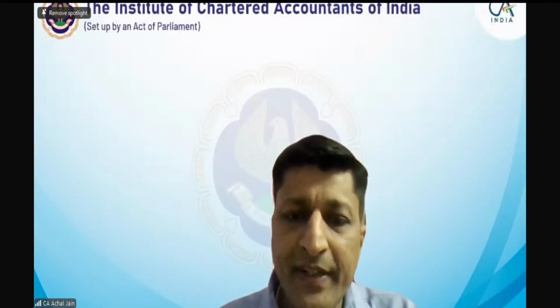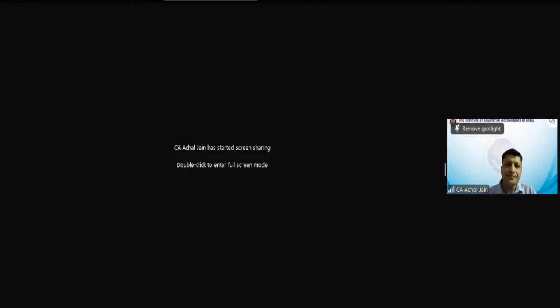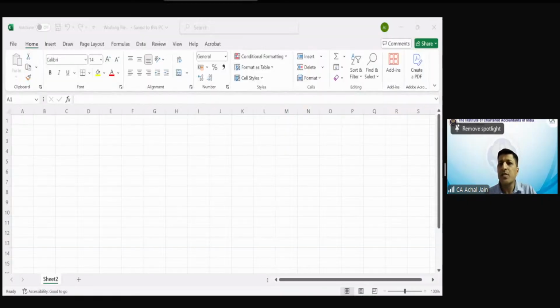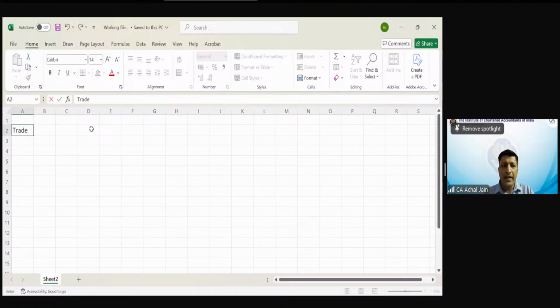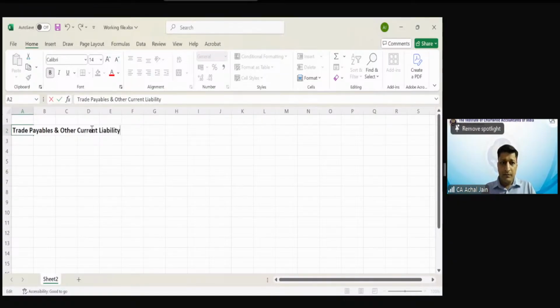So let's do a quick recap in terms of this trade payable that we started discussing. And then, of course, we'll talk about various other assertions which are linked to the trade payables in terms of the audit procedures which are attached to that. So trade payables, and of course, let me just add other current liabilities.